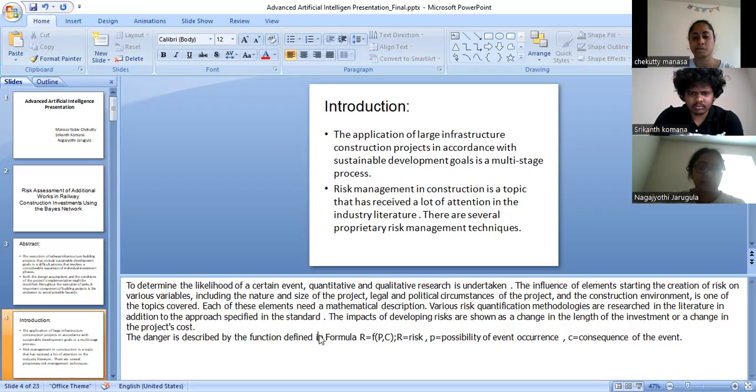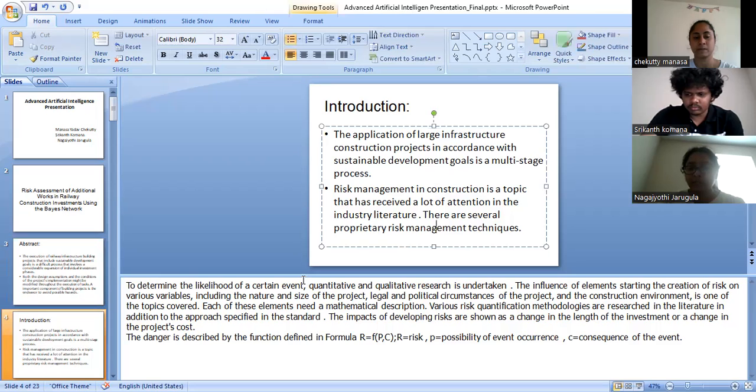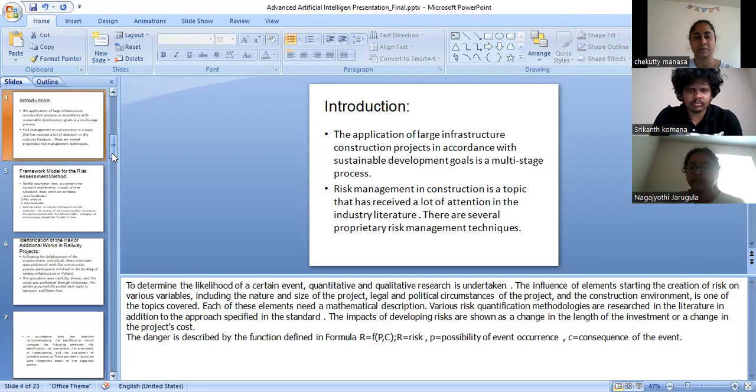The danger is described as a function in the formula R equals F of C, P, where R is the risk, P is the possibility of event occurrence, and C is the consequence of the event. The application of large infrastructure construction projects in accordance with the sustainable development goals is a multi-stage process.